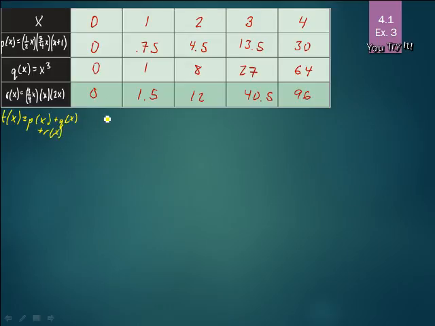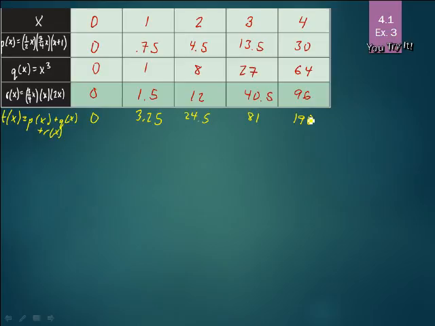So 0 plus 0 plus 0 is just 0. 75 hundredths plus 1 plus 1.5 just gives us 3 and 25 hundredths. Adding together the next 3, we get 24.5. And then 13.5 plus 27 plus 40.5, we get 81. And lastly, 30 plus 64 plus 96, we get 190.